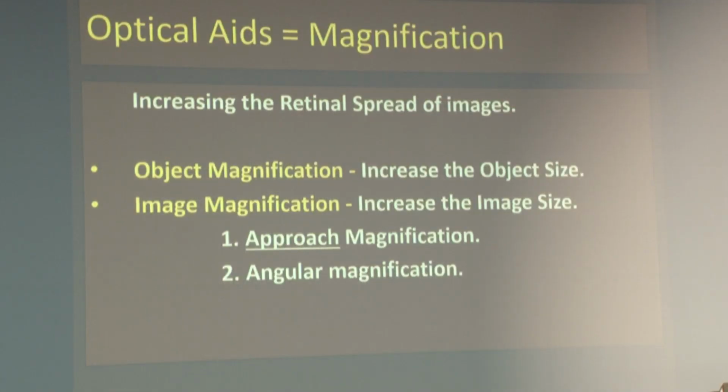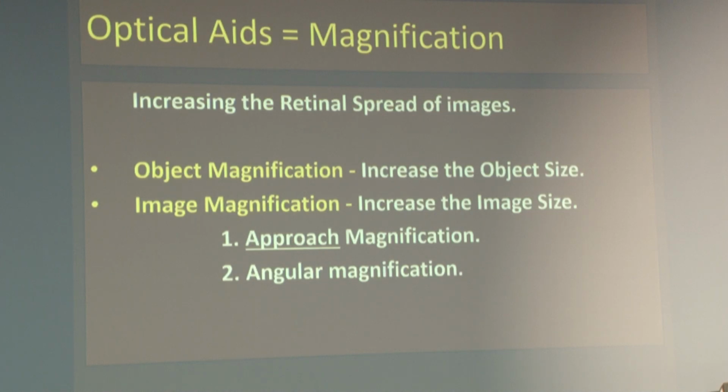Coming to the optical aids. So they work on the principle of magnification. That is, they increase the retinal size of these images. Now, there are two types of magnification that we see. One is object magnification, which is as simple as that. You increase the object size. Like if you can't see from a small cup, give a bigger mug to the patient.